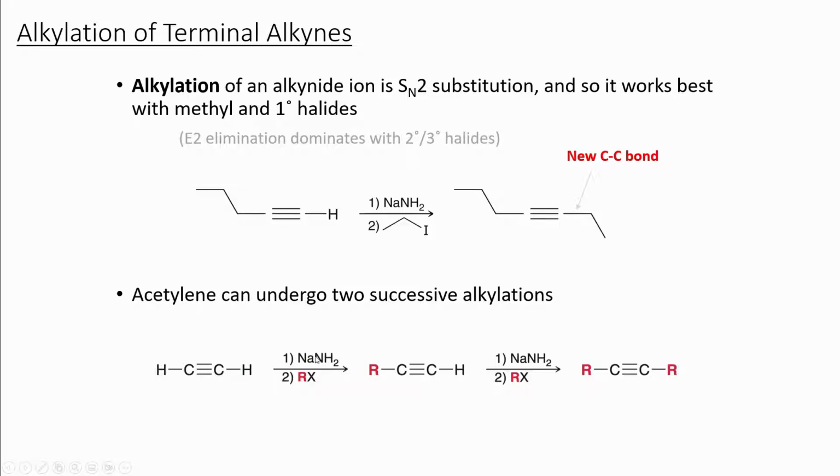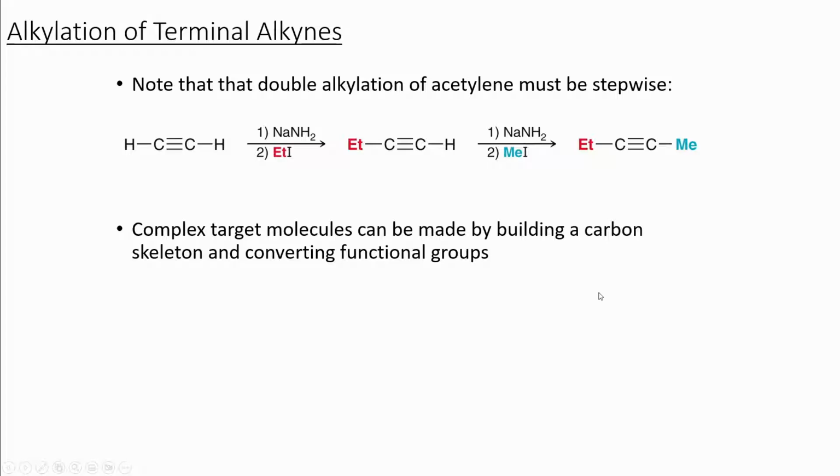So if we use sodium amide and 1 alkyl halide, we can add the first R group, and then we can use a second alkyl halide to add a second R group. We can even do a double alkylation that includes 2 different R groups. For example, if we start with 1 equivalent of sodium amide and then use ethyl iodide, we can add an ethyl group. Then we add the second equivalent of sodium amide and methyl iodide to add a methyl group. Using this reaction, we can obtain complex target molecules by building the carbon skeleton 1 bond at a time.